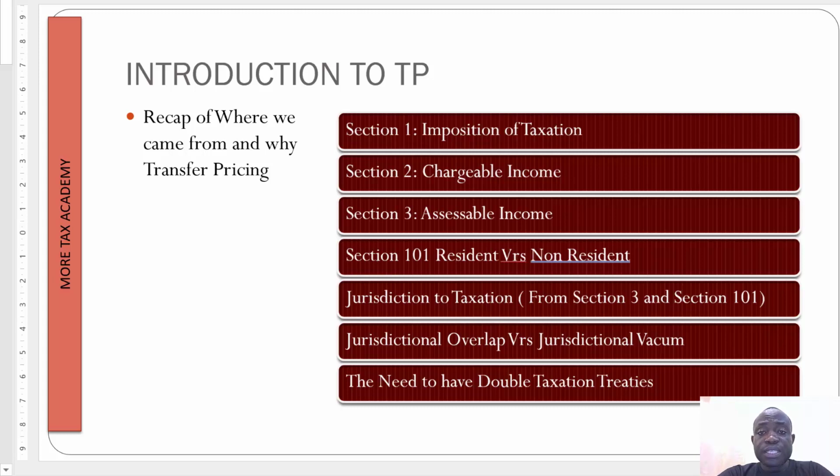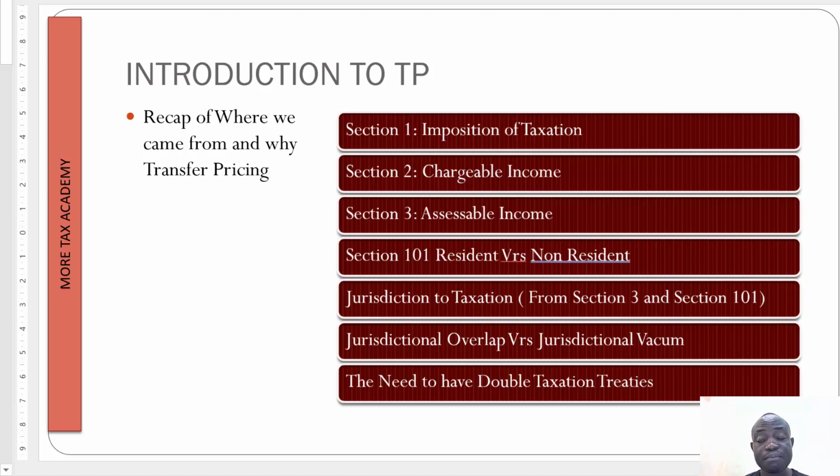Then if you proceed to section 3 subsection 2, that is where international taxation pops its head. And we said that section 3 subsection 2 said that if you want to determine the assessable income of a person, you need to distinguish between resident and non-resident. And so we took time to look at that, and we said that if you're a resident person, the law says that we have the power to tax all your income from investment, business, and employment.